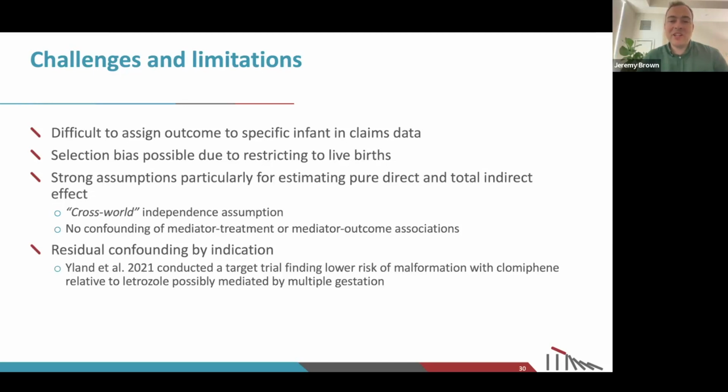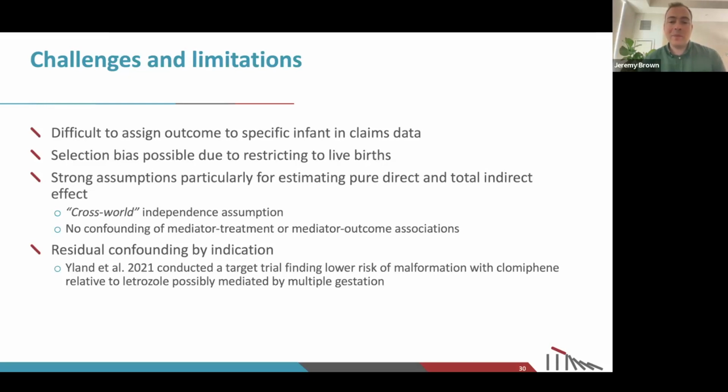For the mediation analysis approaches, there are quite strong assumptions for estimating pure direct and total indirect effects, such as a very strong cross-world independence assumption that we may not feel is met, and no confounding of the mediator treatment and mediator outcome associations. And we also think there could be some residual confounding in this case. In this case, we use this as an example to show the issues around multiples.